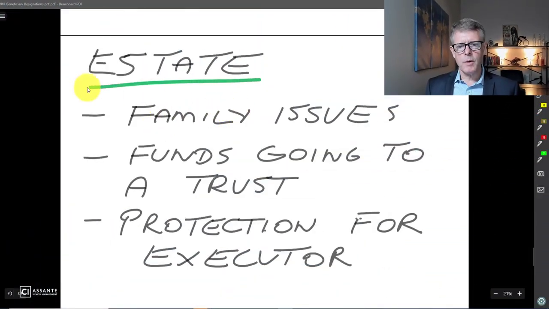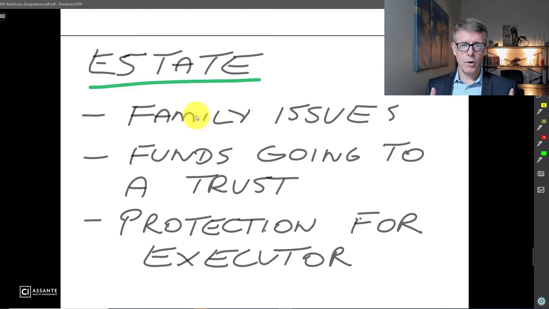So what in the world would justify the estate as a beneficiary? Let's talk about some of those. Well, first of all, there could be some family issues. That's just the reality. Not all families are completely harmonious and all their relationships are great and it's kumbaya. And if there are family issues, second marriages, a lack of family harmony, sometimes in a last to die scenario, you actually don't want assets going directly to intended beneficiaries.